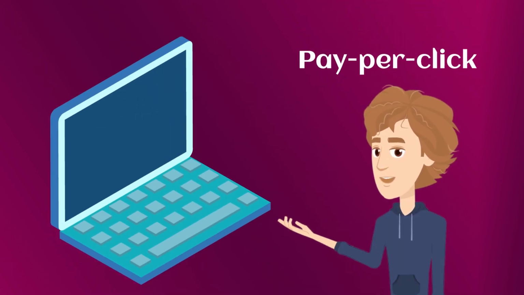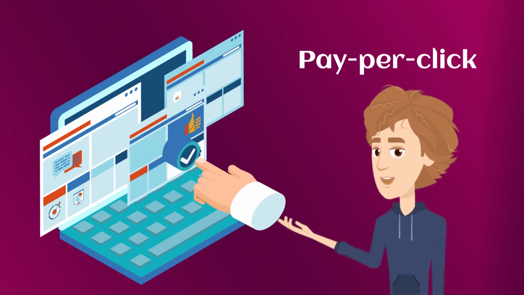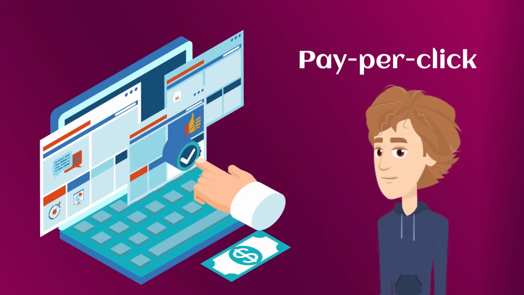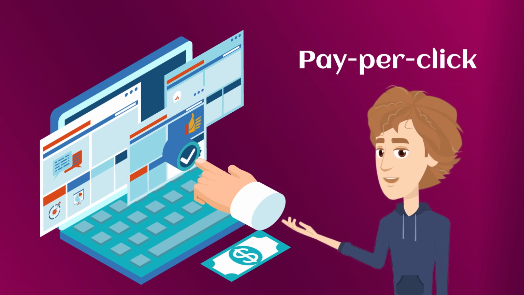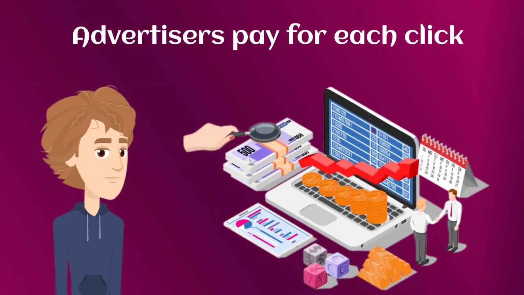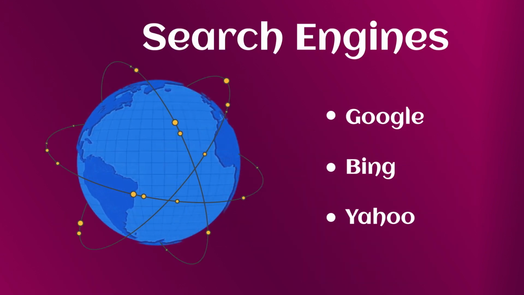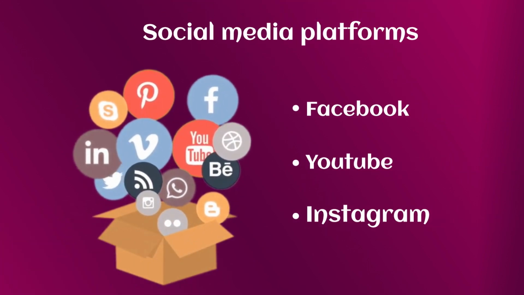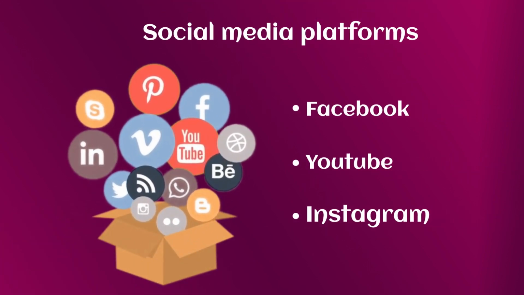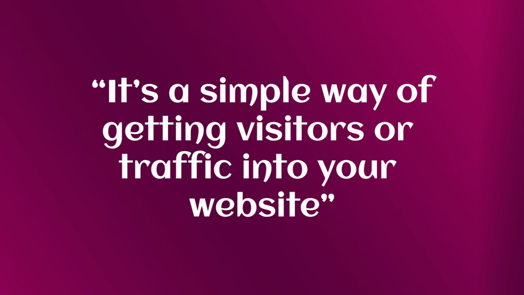Pay-per-click, which also refers to cost per click, is a paid but truly result-oriented strategy, rather than attempting to earn organic traffic by following a particular algorithm of a certain platform. Here, the advertisers pay for each click they get for their ads through an online channel. It may be over search engines such as Google, Bing, Yahoo, or social media platforms such as Facebook, YouTube, Instagram, etc. So basically, it's a simple way of getting visitors or traffic into your website.